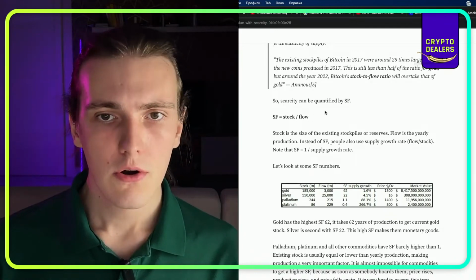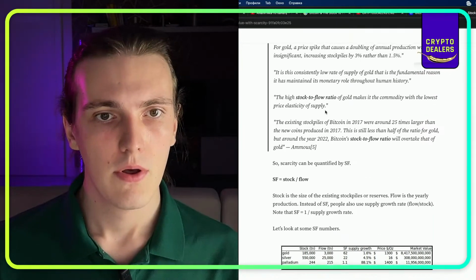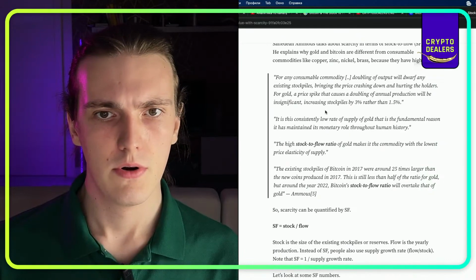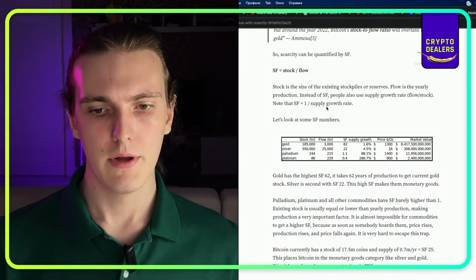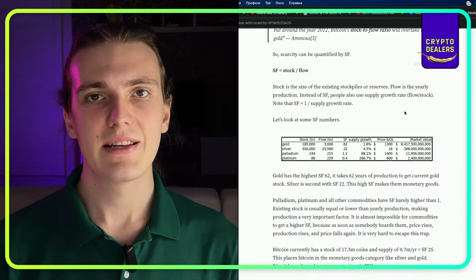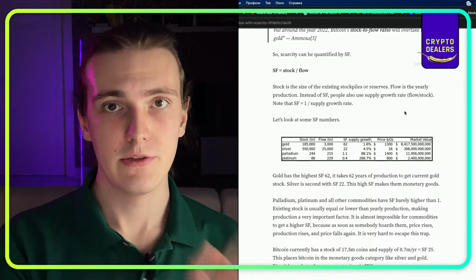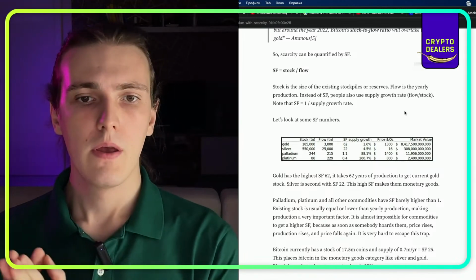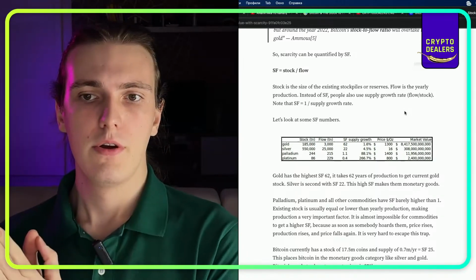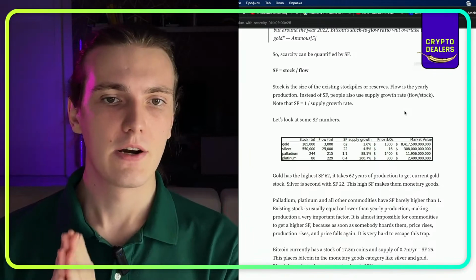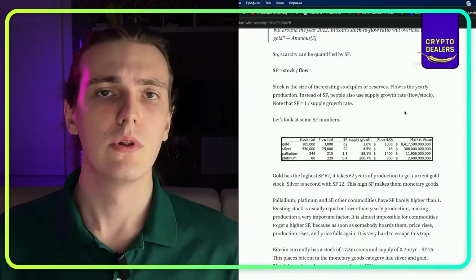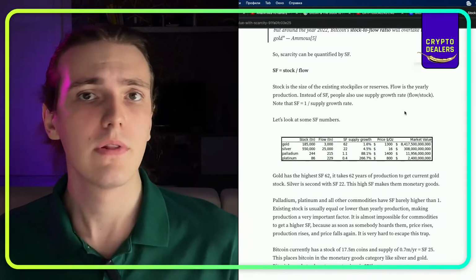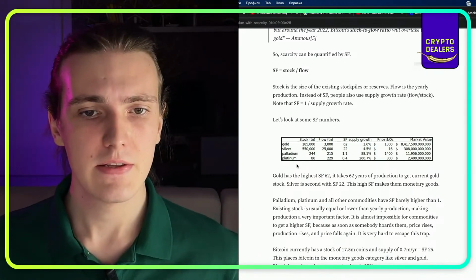Okay, so stock is basically everything that is available on the market today, and flow is how much new asset is created or produced, depending on how you would want to measure it, monthly or yearly. In this case, this is yearly.